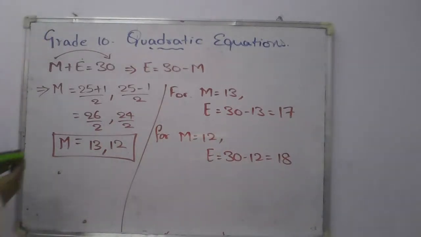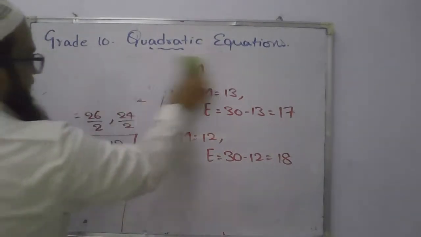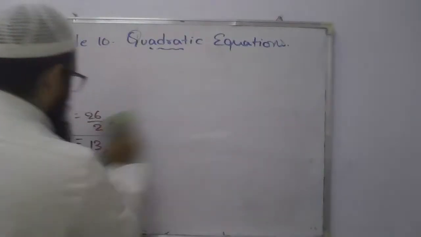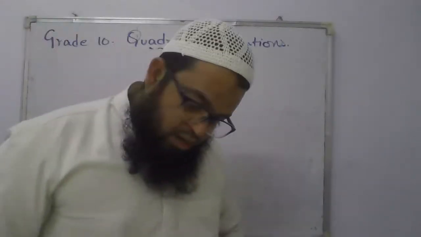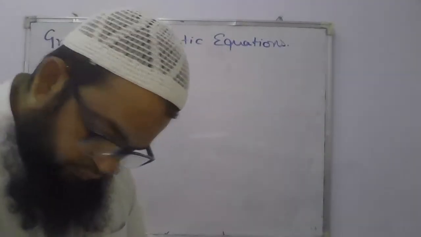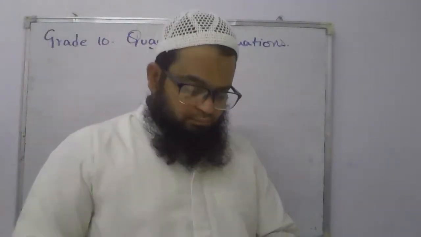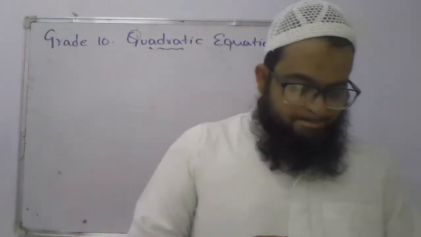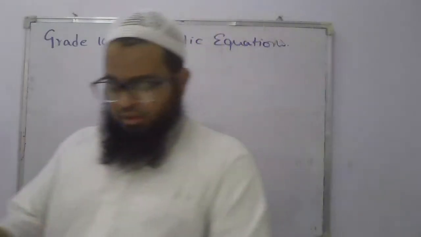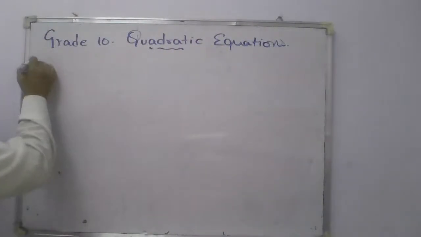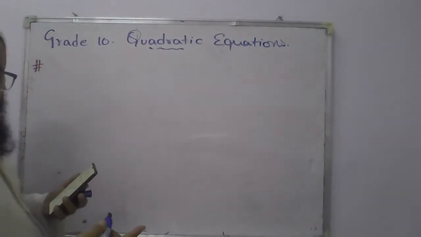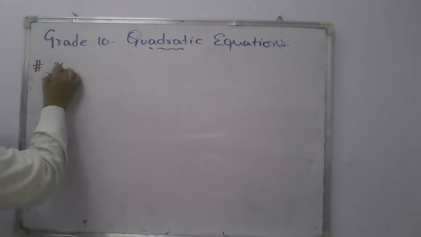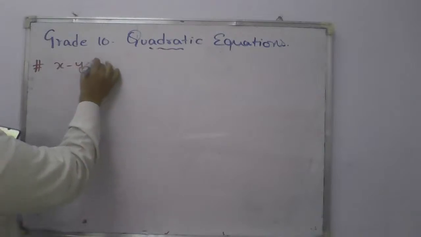So let us see the next problem given by Abel George. What is your question? Let me read it. What is the question here? The difference of two numbers is 5. Let us take one number as x and one number as y. So x minus y is equal to 5.